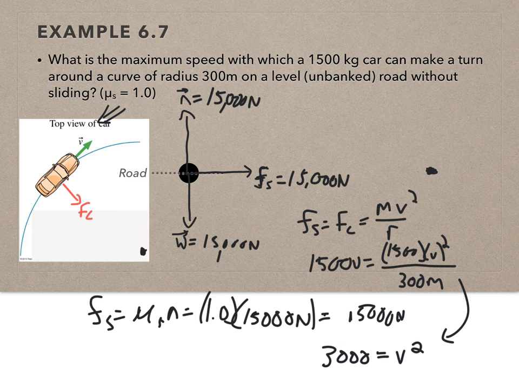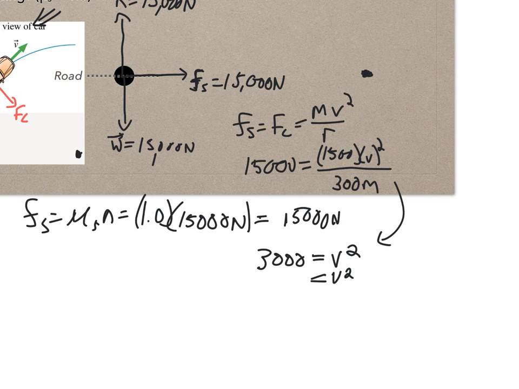That is 54.8 meters per second, and that is my speed, not my speed squared. So my speed can be about 54.8 meters per second, which means, multiplying by roughly 2.2, I can go about 120 miles an hour around this turn without any risk of running off the road, as long as I have nice conditions.